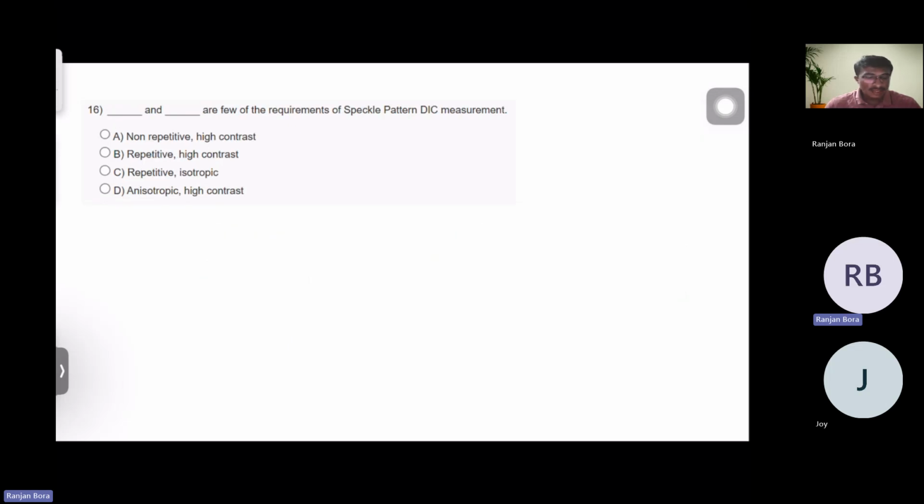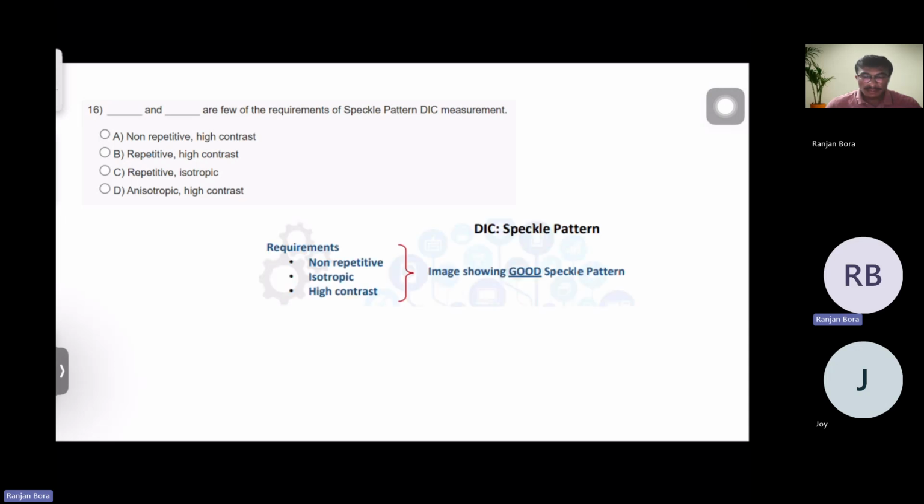Okay, next question is: dash and dash are a few of the requirements of speckle pattern DIC measurement. For speckle pattern DIC measurements, these are the requirements: it should be non-repetitive, the material should be isotropic, the light should be of high contrast. So here option A is matching, non-repetitive and high contrast.